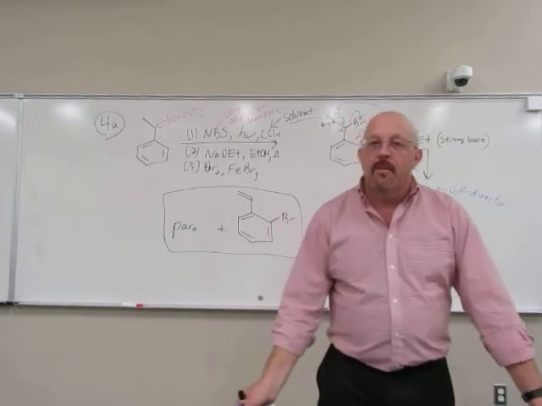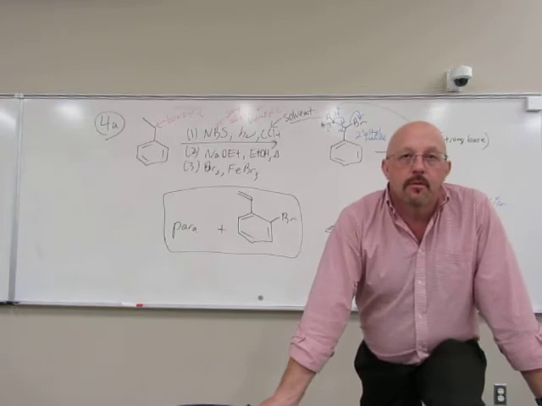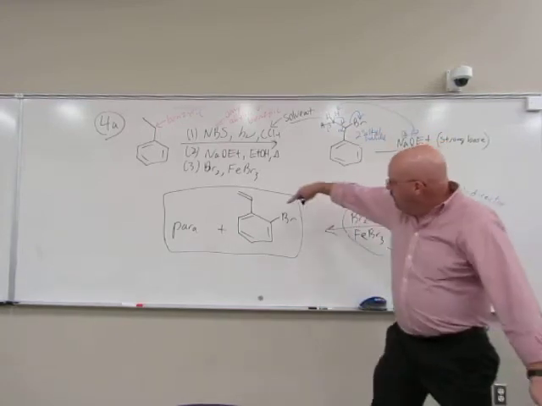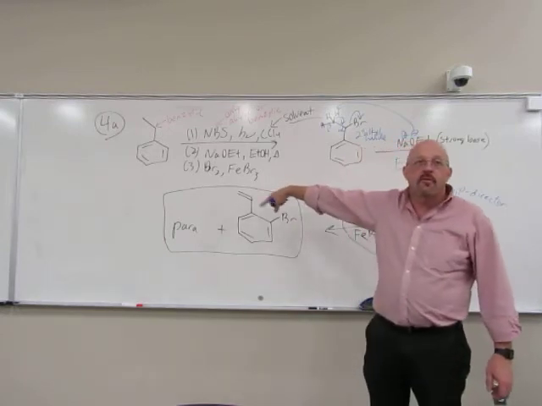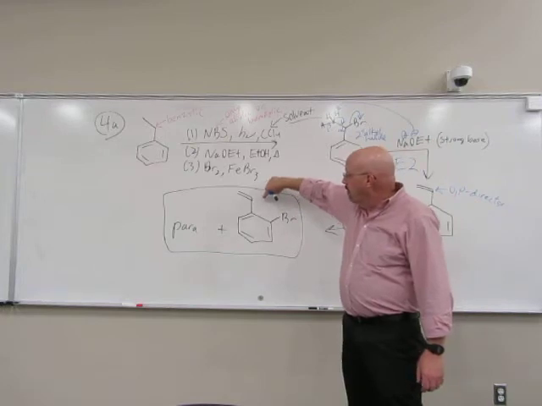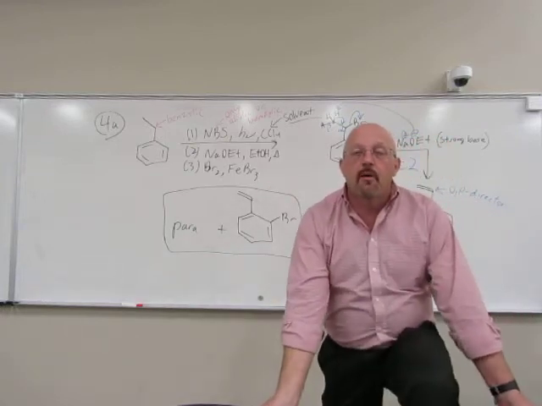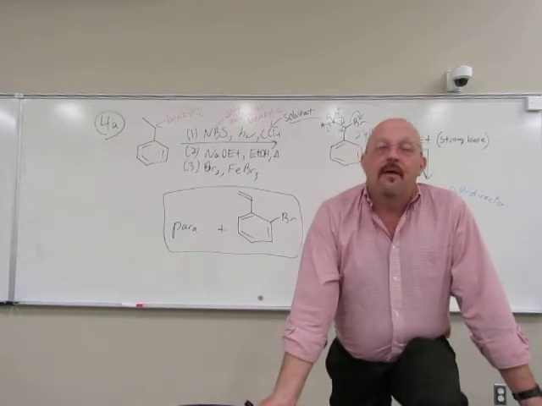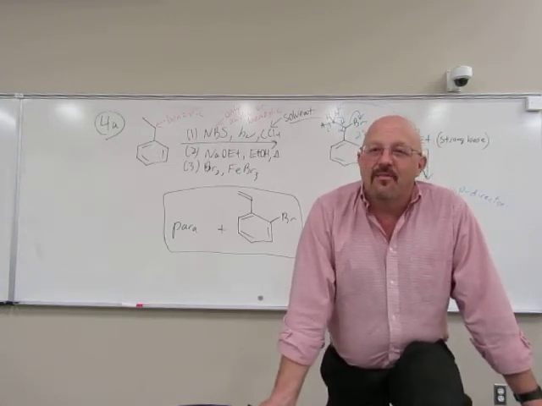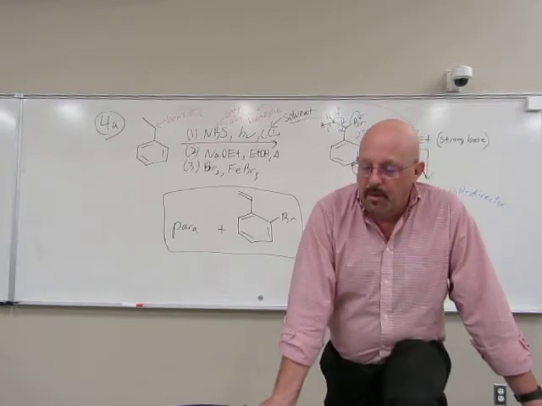Statistically, ortho should be the major because there's 2 ortho positions and only 1 para position. But ortho, these groups are getting kind of close to one another, so sometimes sterics play a role. And if sterics play a role, sterics are going to tell you that it wants to go para, get as far away from each other as possible. So, you never know until you actually go in the lab. You can make some educated guesses, but you don't know until you go in the lab and do the reaction as to which one would be major.